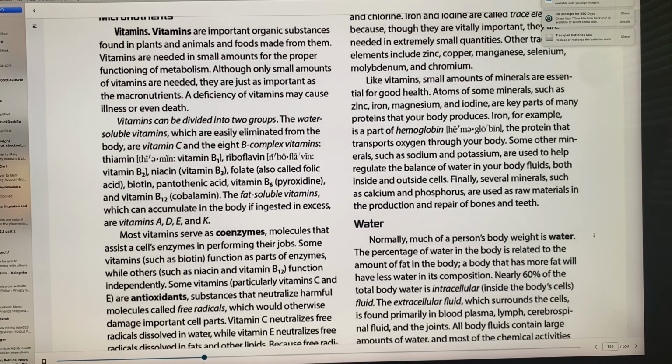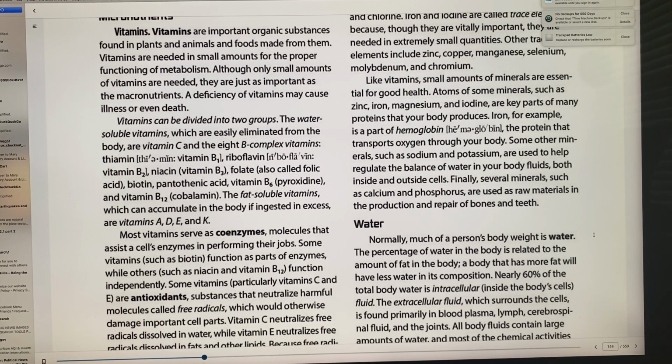So most vitamins serve as coenzymes. That's that word co, because they assist other molecules to perform certain jobs. Biotin is part of an enzyme, so it helps the enzymes. That's a B vitamin, biotin. Niacin and vitamin B12 function independently, but they're still used. Niacin in different areas of your heart, and vitamin B12 in your blood.